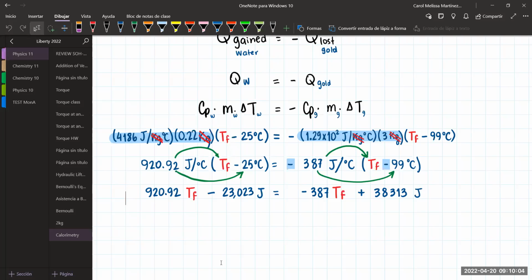So what is going to happen? We need to leave all the TF on one side, okay? So what I'm going to do is move this TF that is on the right to the left. It was subtracting, so it's going to go to the other side, adding. So this is going to be 920.92 TF plus 387 TF minus 23,023 joules is equal to what I had on the other side, that is just 38,313 joules alone. I'm going to remove the comma.